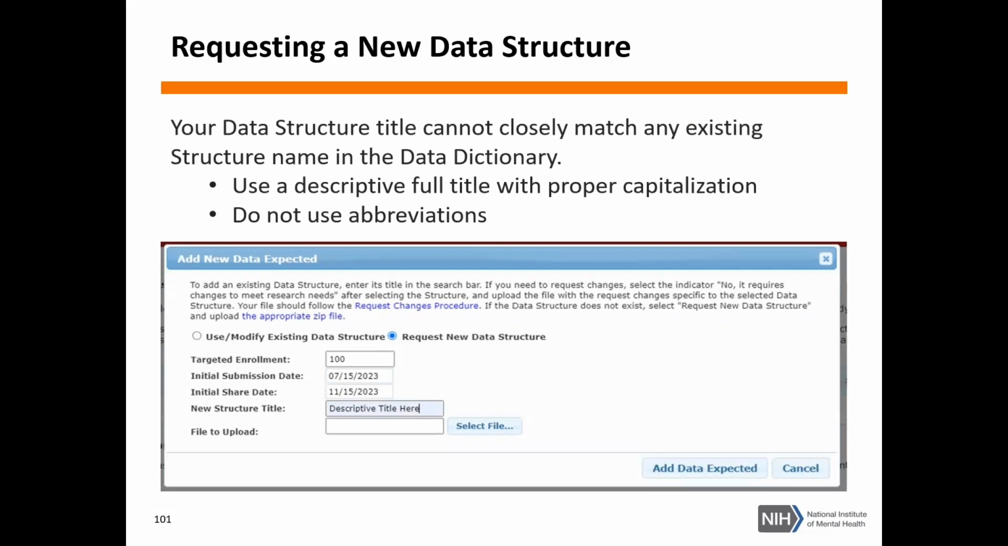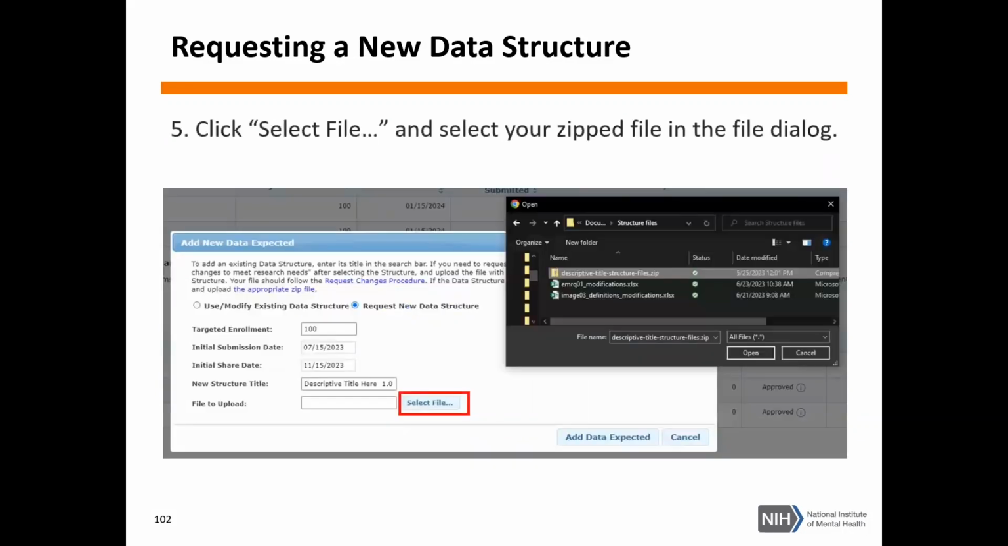But please note that your data structure title cannot closely match an existing data structure title. It also needs to be formatted properly, so we ask that you use a descriptive, full title with proper capitalization and without abbreviations. So after filling in your title, click Select File to open up the File Explorer, and here you should select the zip file with your data structure template, category and description template, and your original assessment documentation.